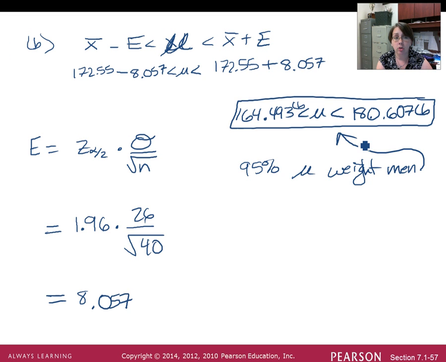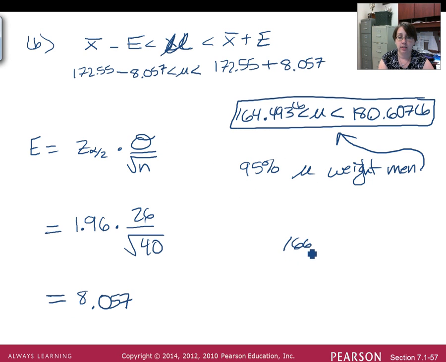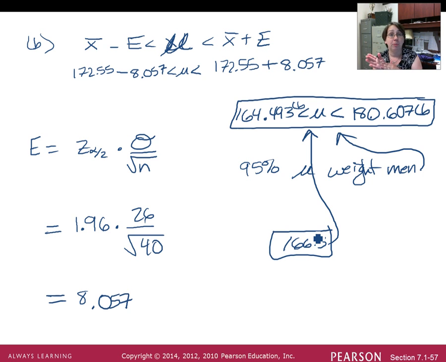Okay? Now, part C. What do the results suggest about the mean weight of 166.3 pounds that was used to determine the safe passenger capacity of water vessels in 1960? So 166.3. That value is still in this interval. So that could still be the actual mean value of adults. But that's on the smaller end. Would you rather predict weights to be larger to be on the safe side?